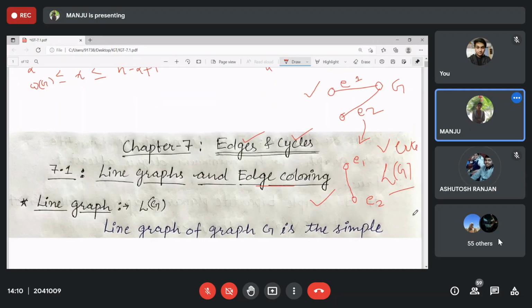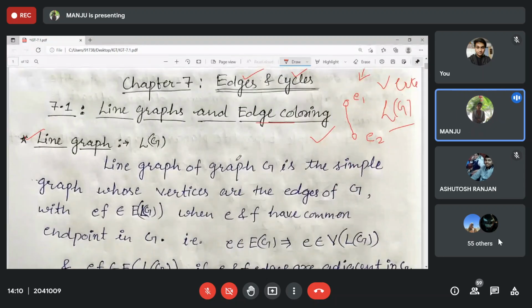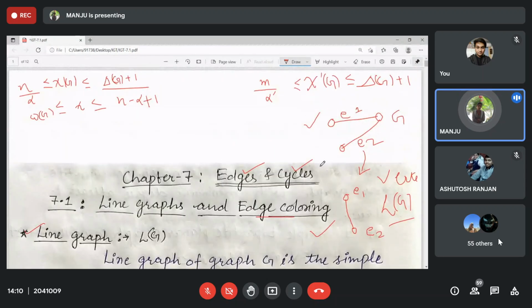Okay, let's start with the line graph. Many more properties are the same. For example, the maximum matching number alpha dash in G is the same as alpha in L of G. Why? Edges become vertices. Here we are talking about the maximum matching number, and here the independence number, the maximum number of independent vertices.